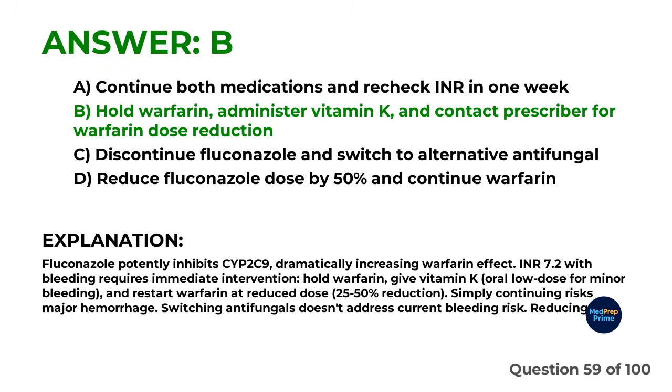Correct answer B. Fluconazole potently inhibits CYP2C9, dramatically increasing warfarin effect. INR 7.2 with bleeding requires immediate intervention. Hold warfarin, give vitamin K, oral low dose for minor bleeding, and restart warfarin at reduced dose, 25 to 50% reduction. Simply continuing risks major hemorrhage.